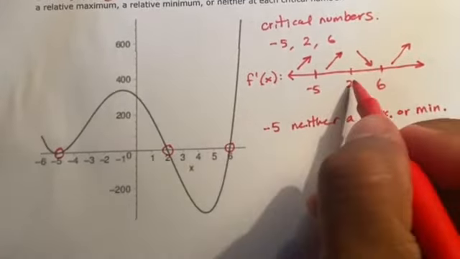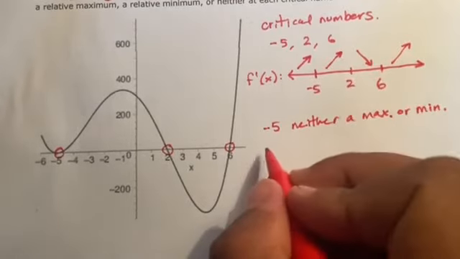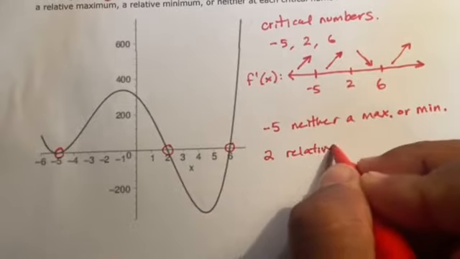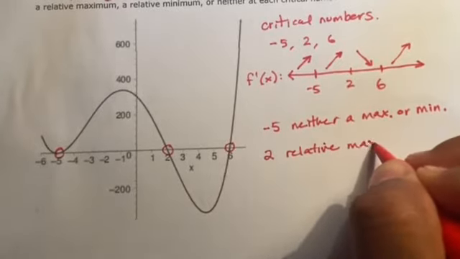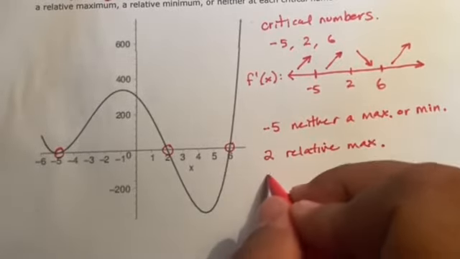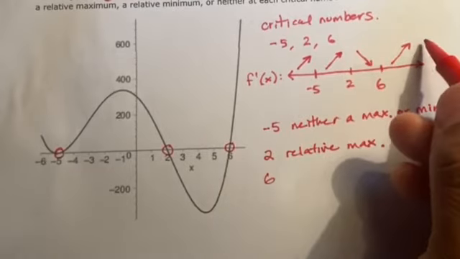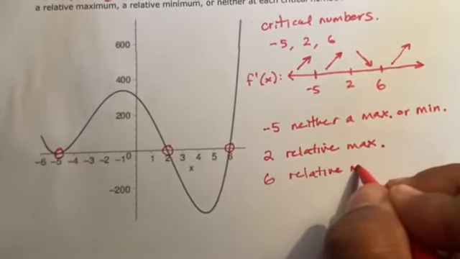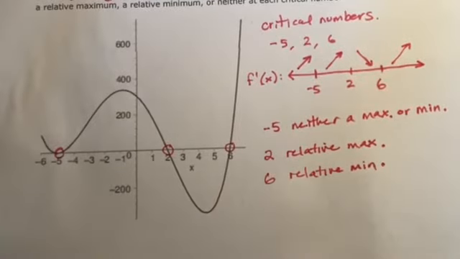And at 2, let's see, we're increasing before and decreasing after. So that means at 2, there's a relative maximum. And at 6, it's decreasing before and increasing after. So it's a relative minimum. I hope that helps.